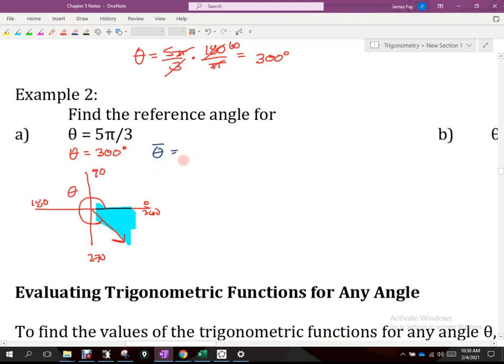You can do it this way. You can say, well, that's a fourth quadrant angle. We have a formula that says if I have a fourth quadrant angle, then 360 minus theta is going to give me my theta bar. So 360 minus 300, 60 degrees. So theta bar is 60 degrees.